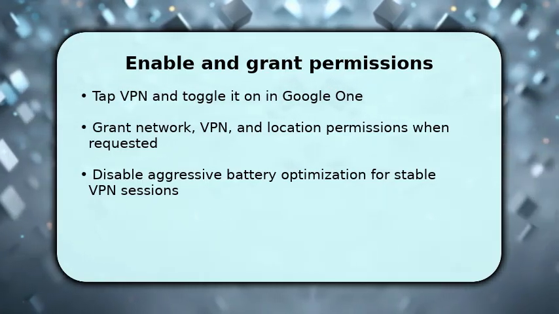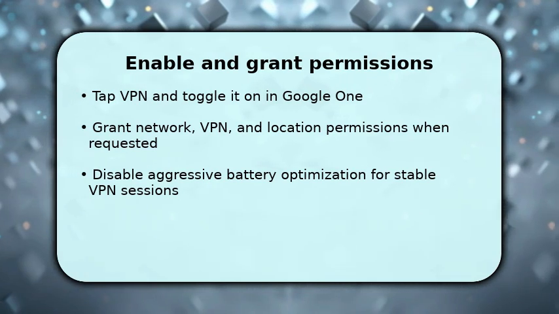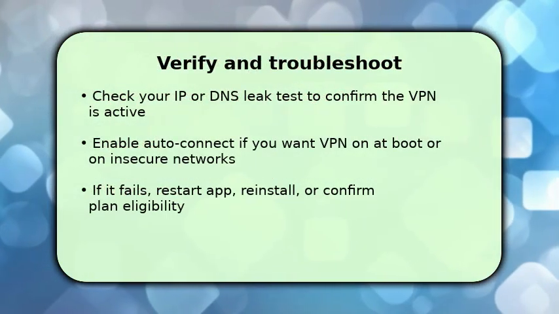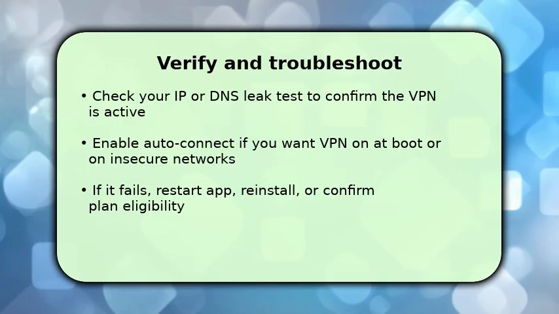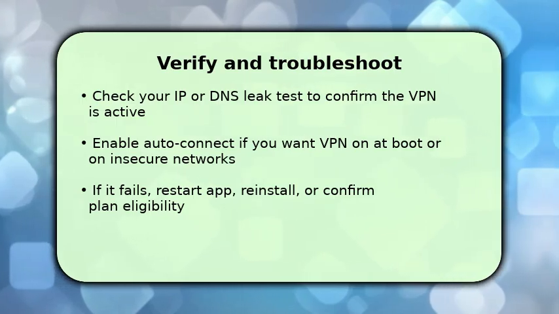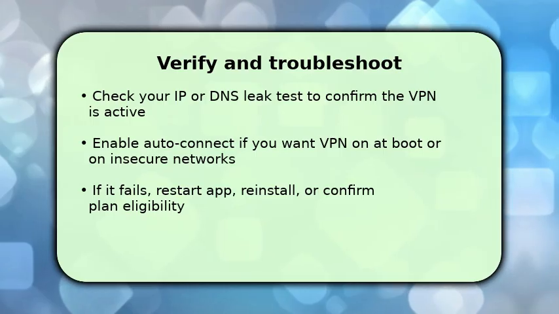Finish by verifying the VPN. Open a browser and check your public IP, or use a DNS/leak test to confirm traffic is routed through Google's servers. If you want continuous protection, enable AutoConnect for untrusted networks.